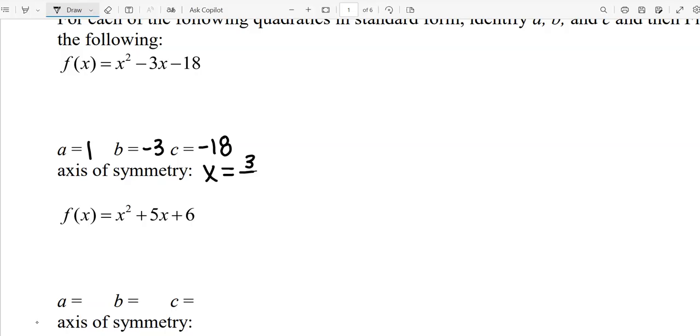I got 3/2. Anybody else get 3/2? Okay. It should be 3/2. I'm sure. When you complete the square, weren't your factors x minus 3/2 and x minus 3/2? That makes your axis of symmetry x equals 3/2, because your vertex would start at positive 3/2, because you're moving to the right.